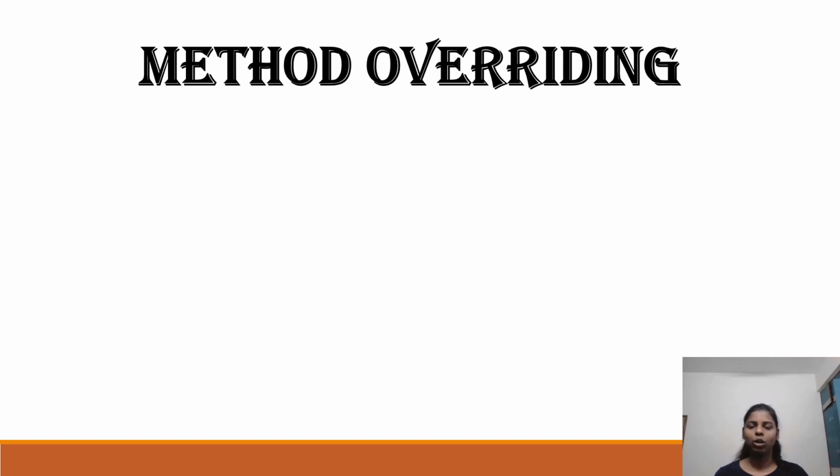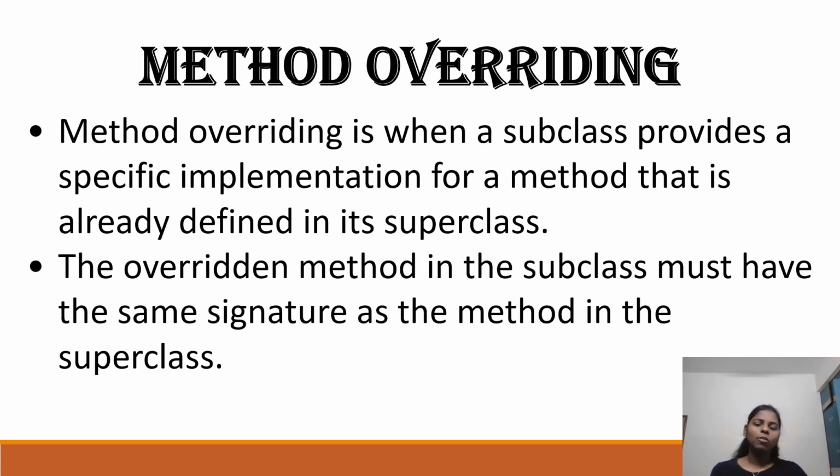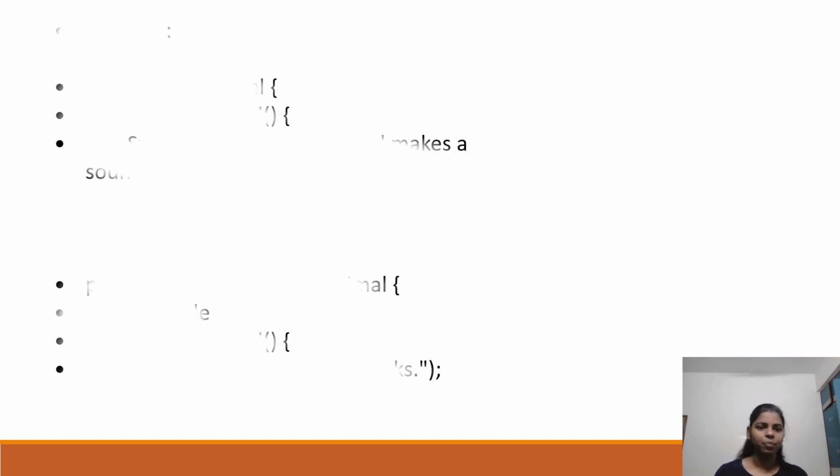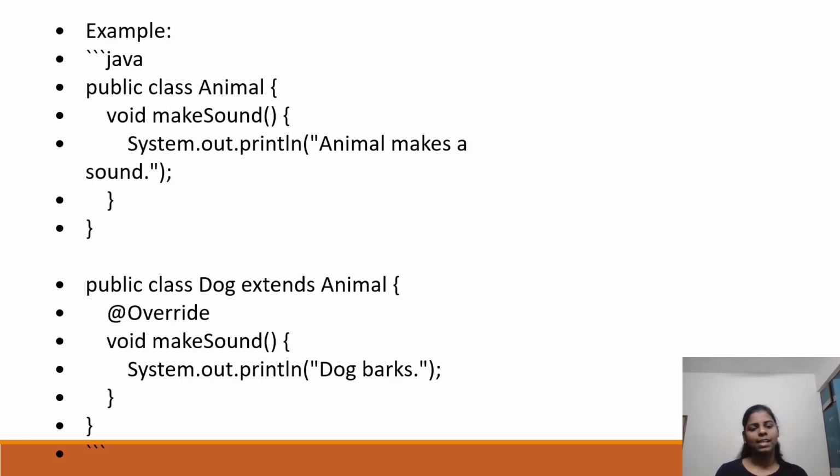Now let us see method overriding. Method overriding is when a subclass provides a specific implementation for a method that is already defined in its superclass. The overridden method in the subclass must have the same signature as the method in the superclass. Let us see the example in the next slide. The example is displayed there, and this is for method overriding.